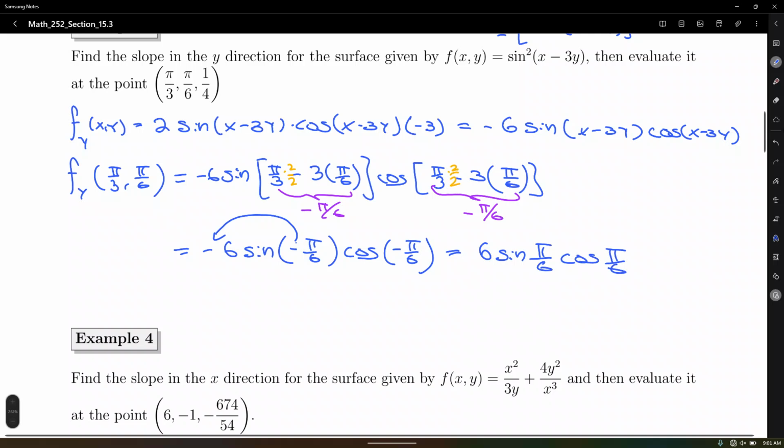Okay, so what is this? 6 times 1/2 times root of 3 over 2. So this will be 6 over 2, that's 3. 3 root of 3 over 2. So that is the value of the slope for the surface at the point pi over 3, pi over 6, 1/4.